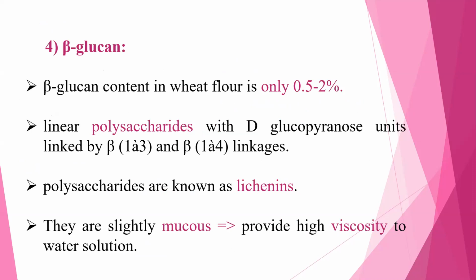Next is beta-glucan, and its level is also very low in wheat flour, ranging from 0.5 to 2%. Beta-glucan is a linear polysaccharide with D-glucopyranose units linked by beta-1,3 and beta-1,4 linkages. These polysaccharides are also known as lignans. They are slightly mucus in nature and provide high viscosity to the water solution.